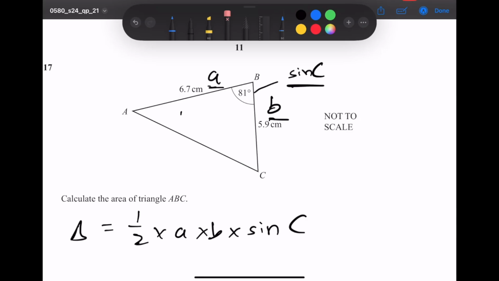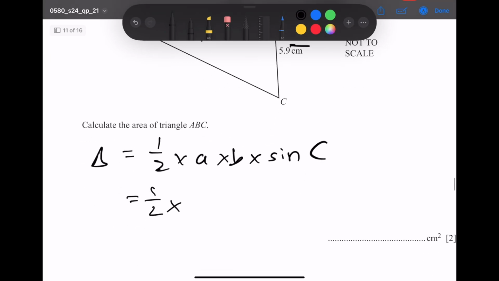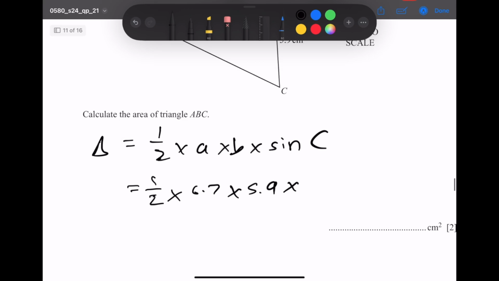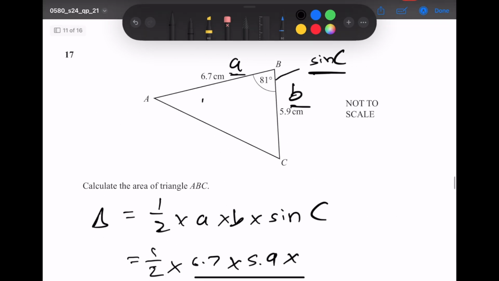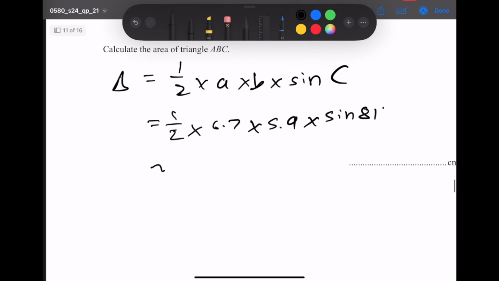There, yeah. a times b times sine C. So the area of the triangle will be equal to half times a, where a is equal to 6.7 centimeters, times b, where b is 5.9 centimeters, times sine C, where C itself is 81 degrees. So times sine 81 degrees. Now this rounds to approximately 19.5, rounded to 3 significant figures.